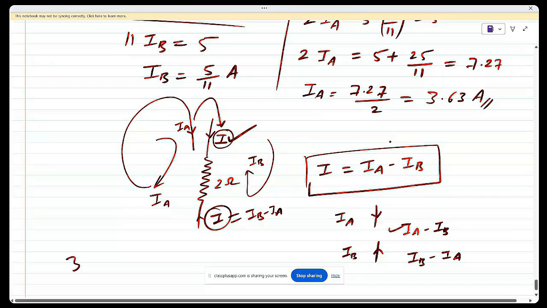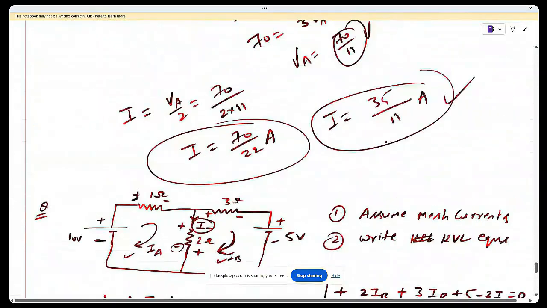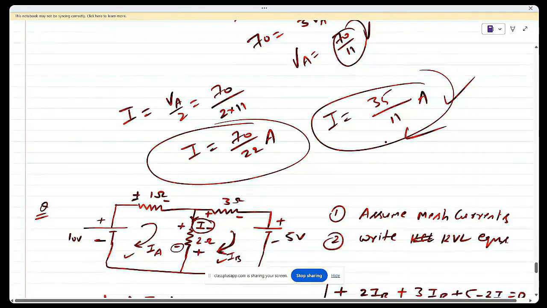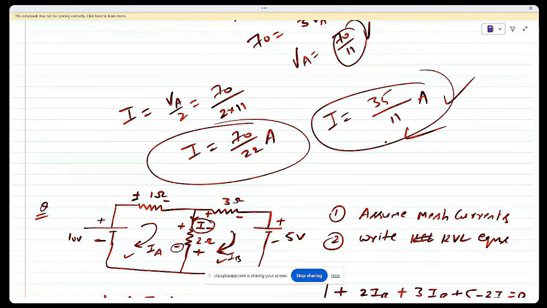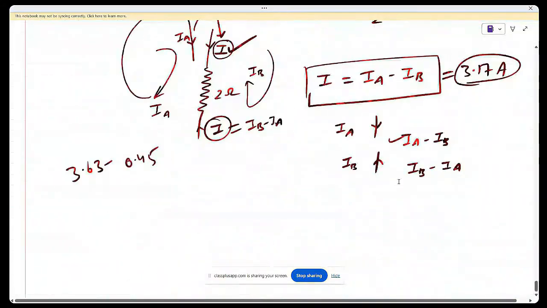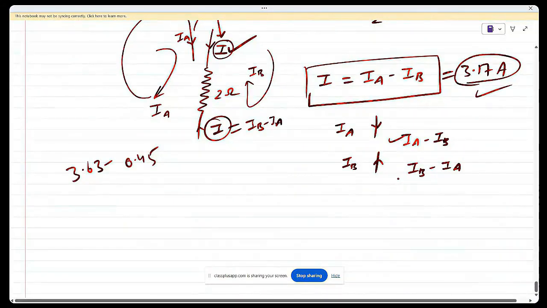So the value of IA is 3.63, minus the value of IB, which is 5 by 11, nothing but 0.45. So 3.63 minus 0.45 is 3.17. The final current is 3.17 ampere. Now check it. What was the answer from nodal analysis? It was 35 by 11, so again 3.18. It is 3.18 ampere from nodal and from mesh it is 3.17, so they are nearly the same.